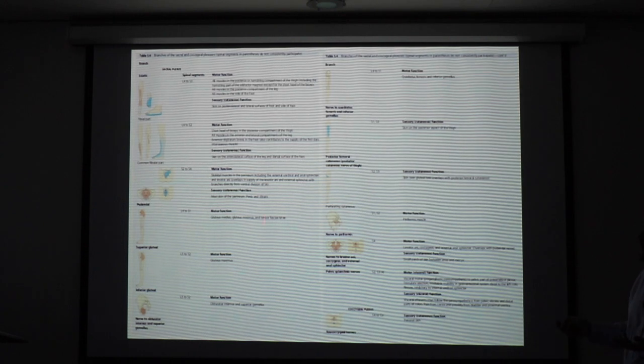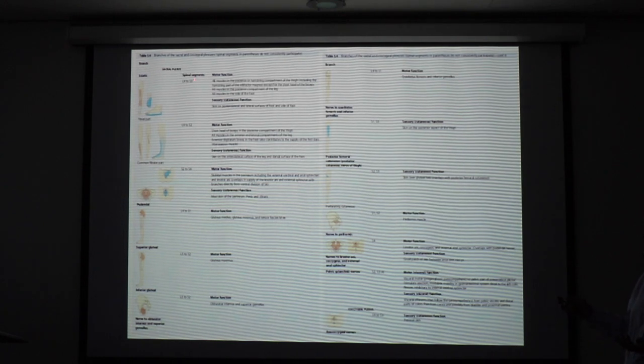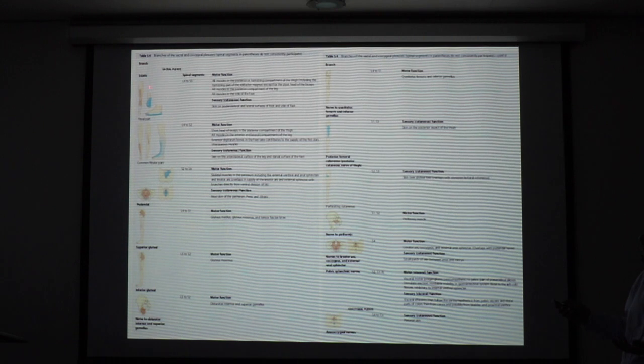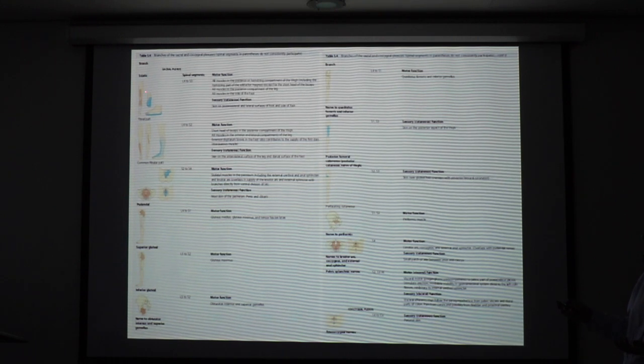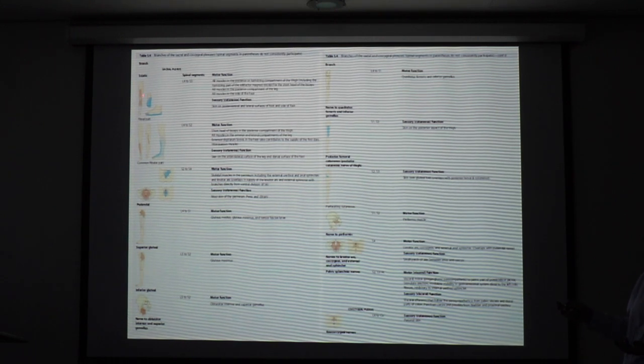If we look at the function of these nerves, the first one is the sciatic nerve, and we said that sciatic nerves supply all the muscles of the hamstring compartment.